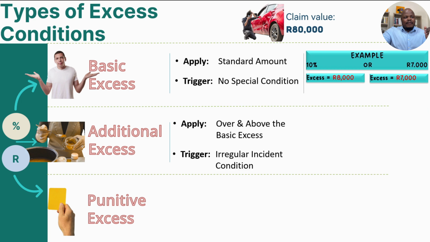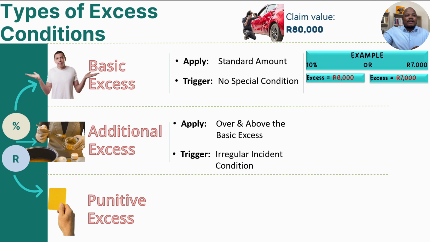And I can make a simple example where they say if it happens that you claim within the first 3 months of inception of your policy, then there will be an additional excess of 3,000 rand. Sometimes they might say if your vehicle was driven by someone other than you, and that someone has a license that is not older than 3 years, then there will be an additional excess that you need to pay. So under any accident, you'll pay your basic excess and you'll pay your additional excess.